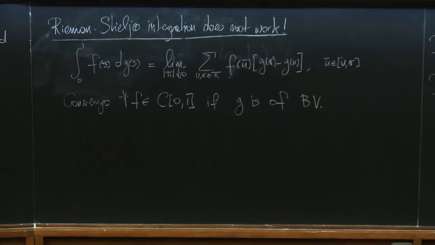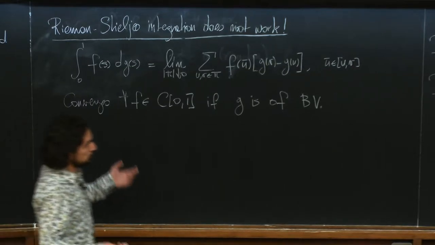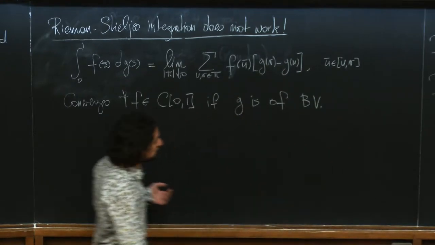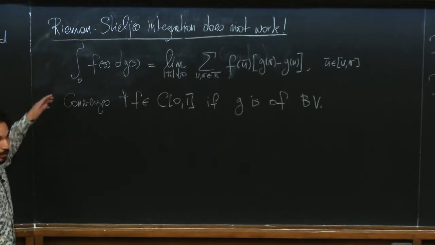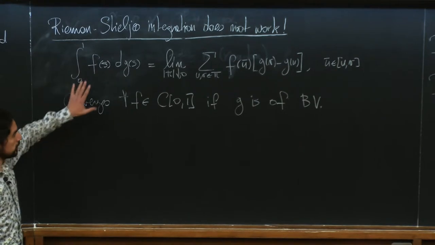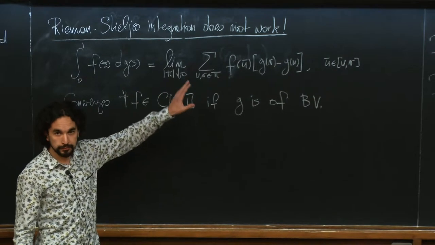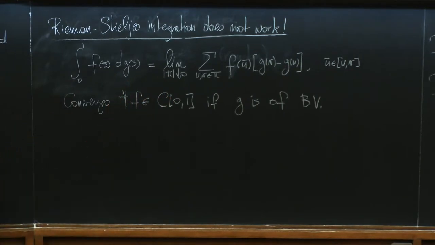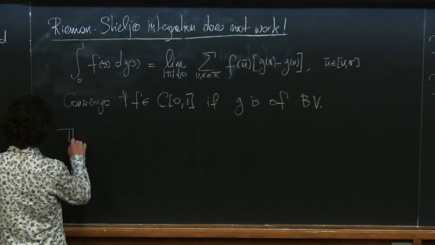So it seems that the Riemann-Stieltjes integration is doomed to fail if you want to apply it to solve these problems. But you can think, well, maybe we are clumsy and we are not able to prove such a result for a wider family of functions. And actually, there is a theorem that says that you cannot do better. The theorem is the following.